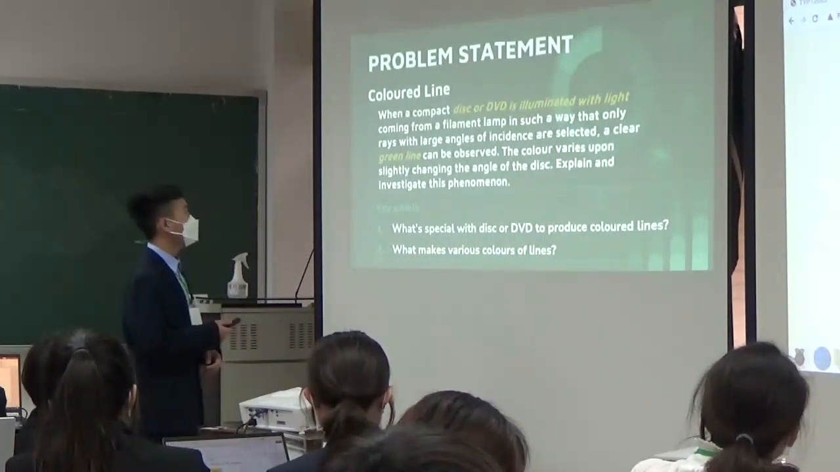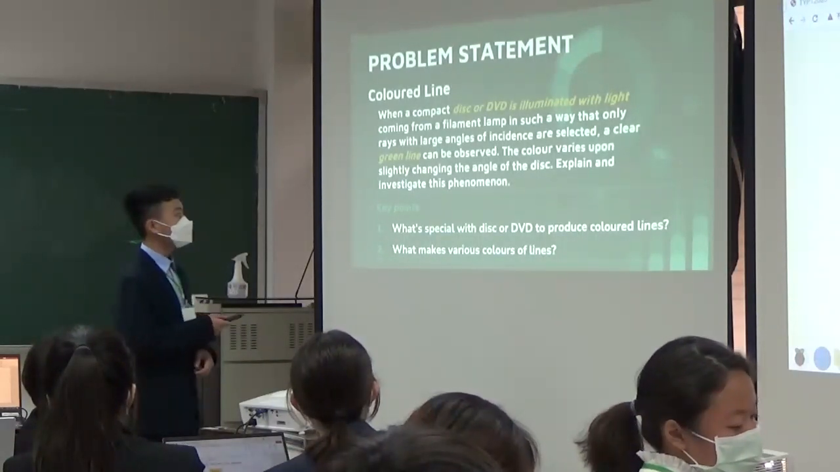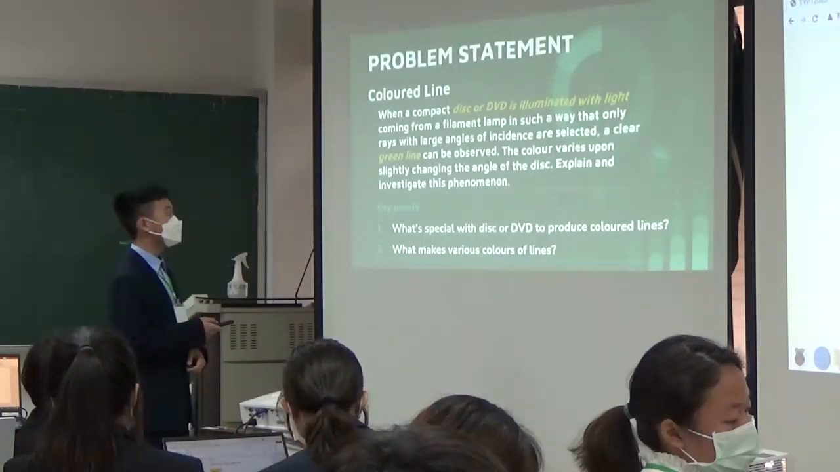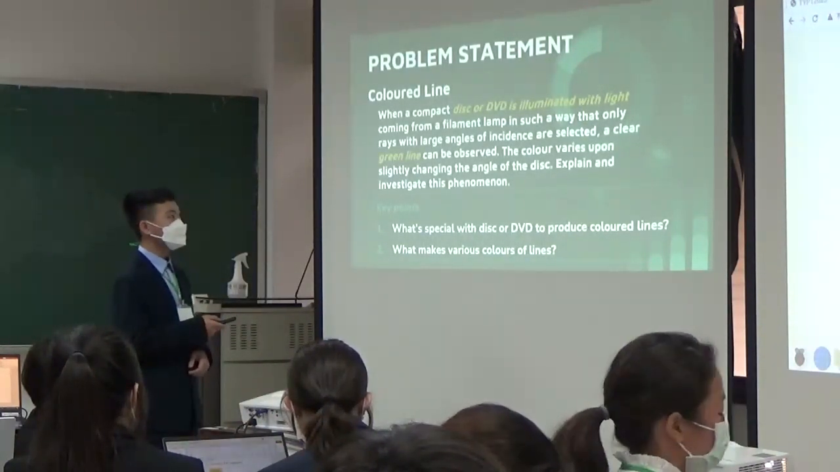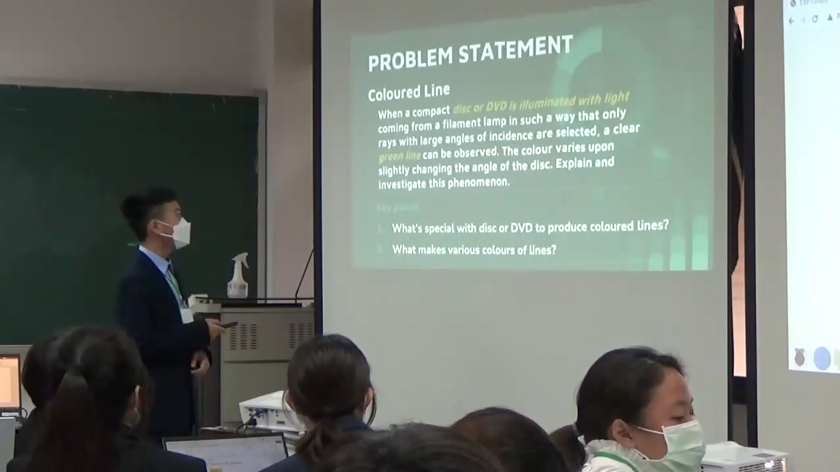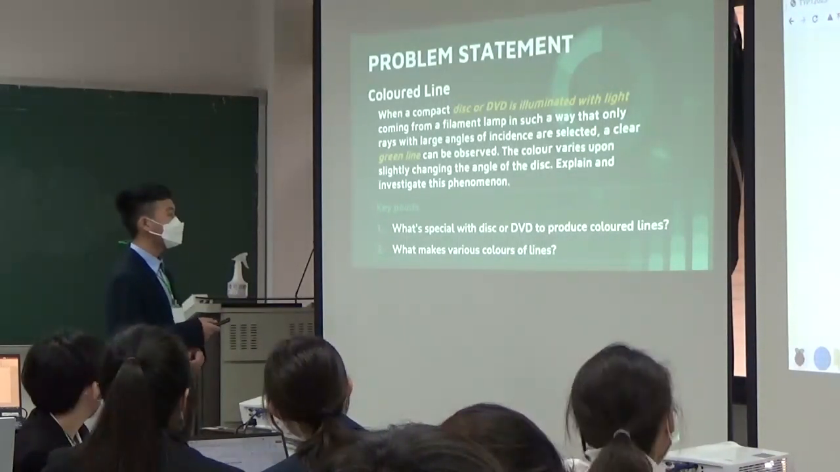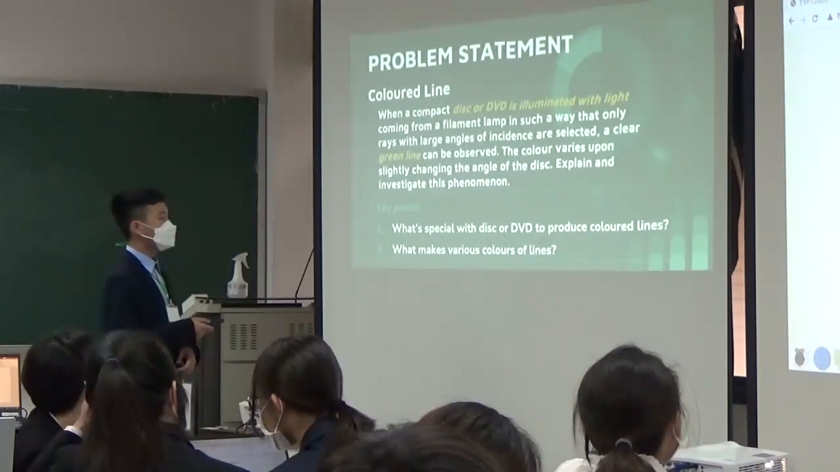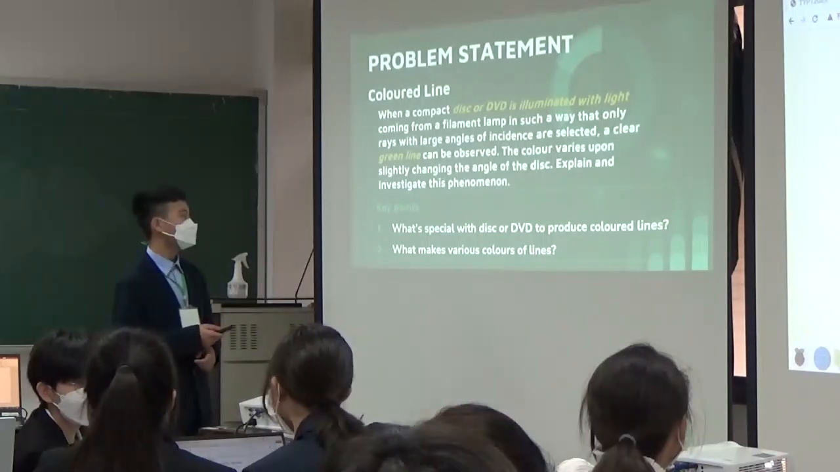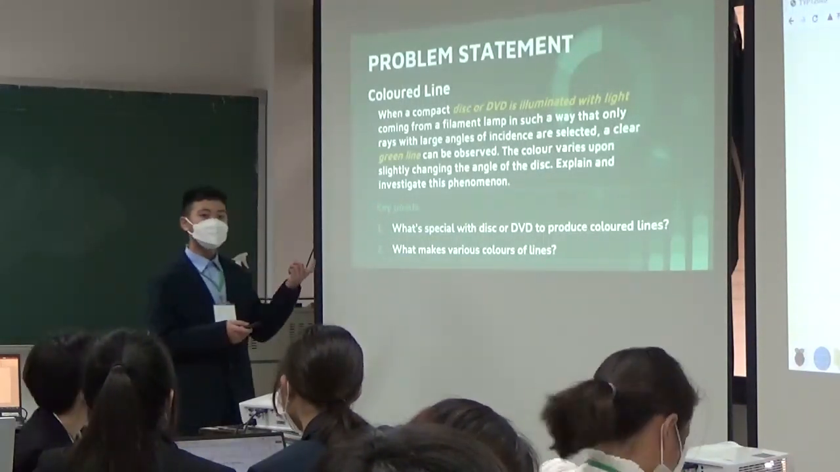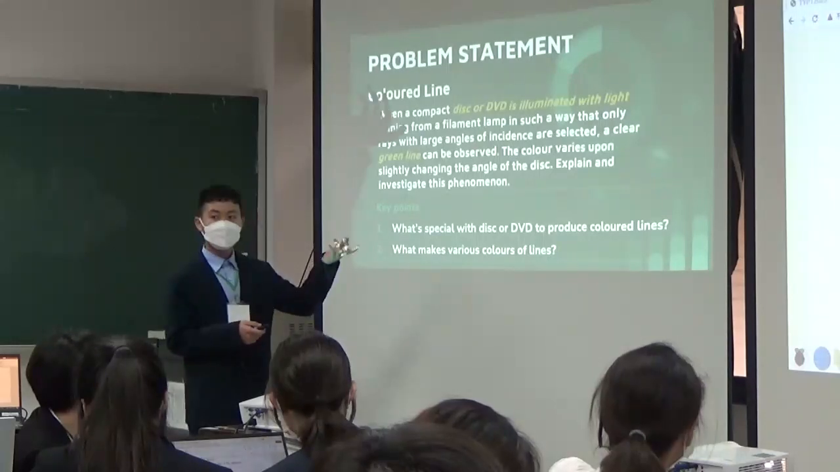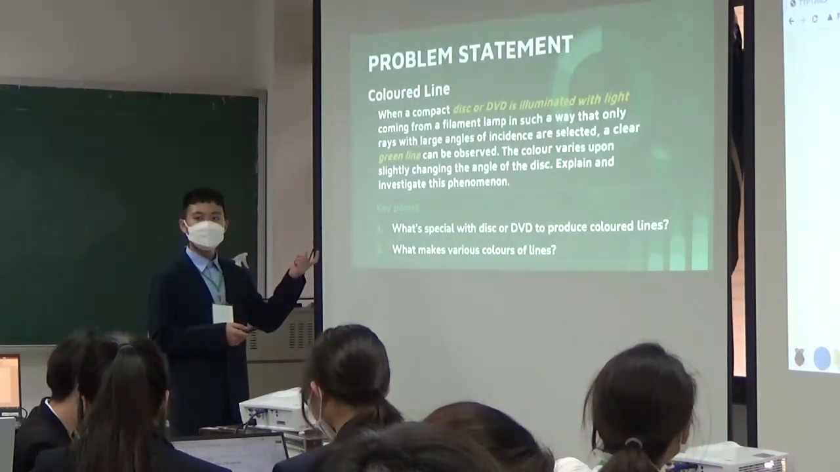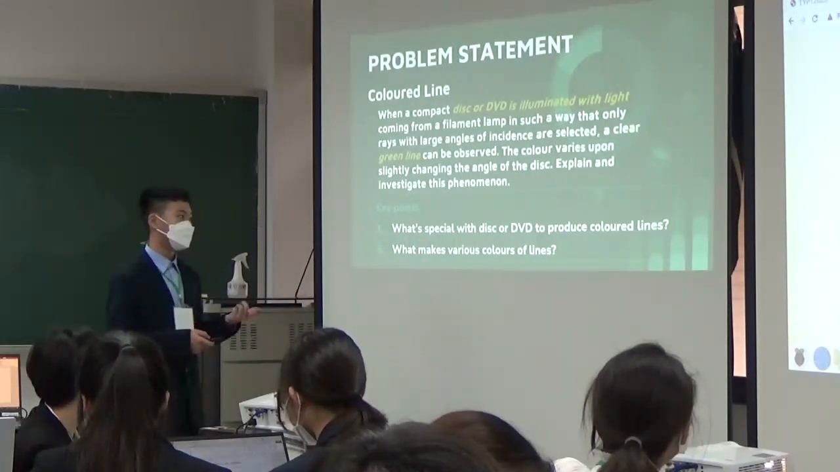So when a compact disc or DVD is illuminated by light coming from a filament lamp in such a way that only rays with large angles of incidence are selected, a clear green line can be observed. The color varies upon slightly changing the angle of the disc, and just explain this phenomenon. So the key point is, why are a DVD and disc so special to produce the color line? And does it make only a green line, or in fact many colors of line?